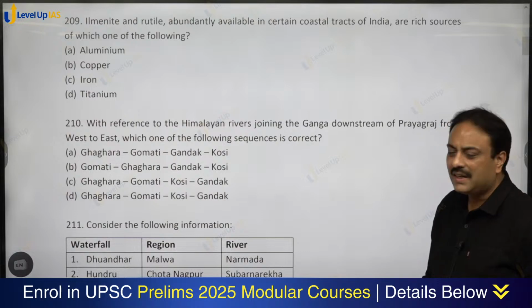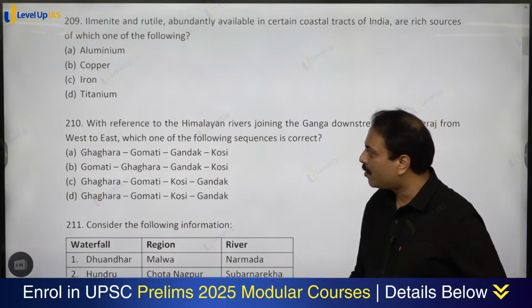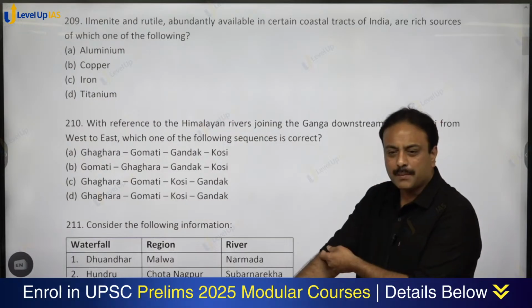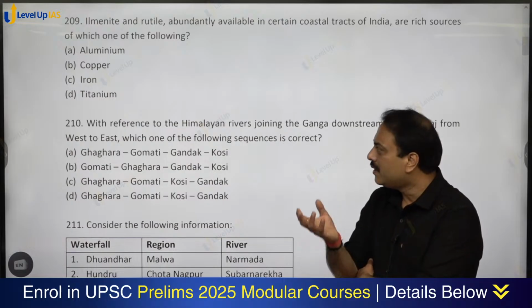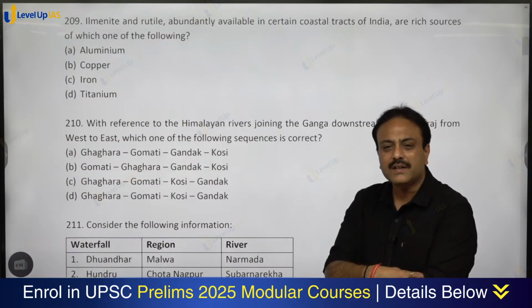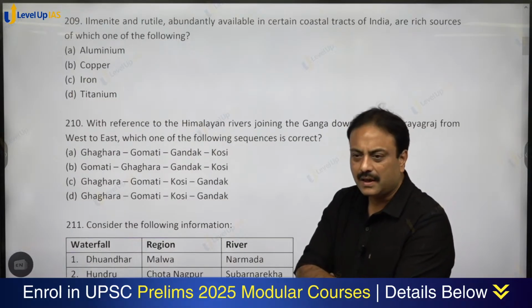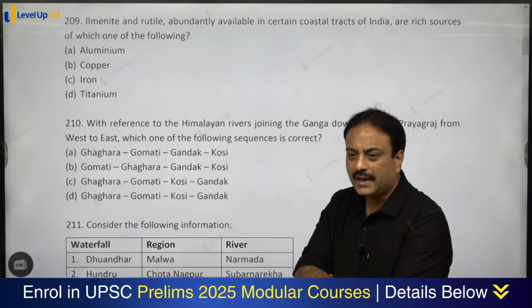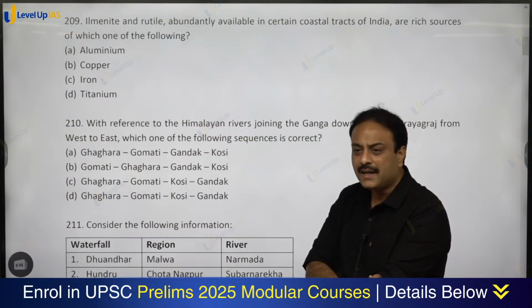Aluminium, copper, iron, titanium. The answer is titanium. Bauxite is called the ore of aluminium. The ores of iron are hematite, siderite, magnetite. Titanium, it is ilmenite and rutile.